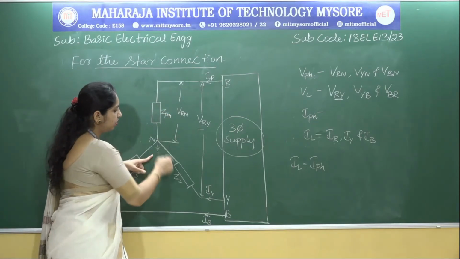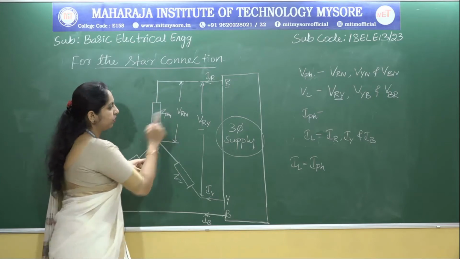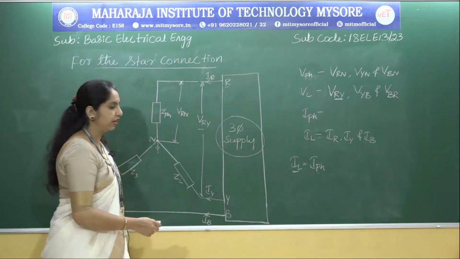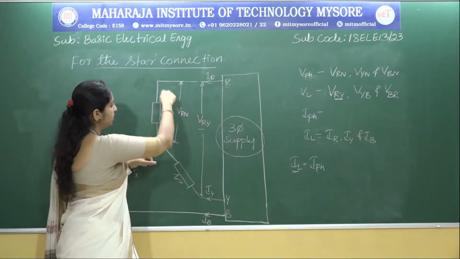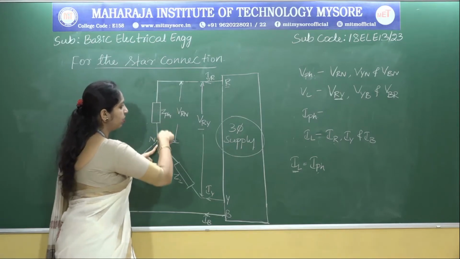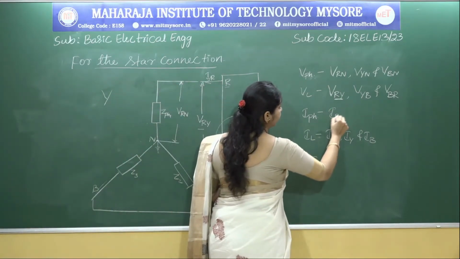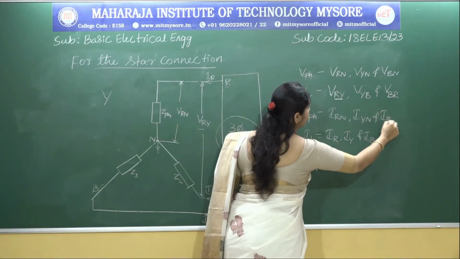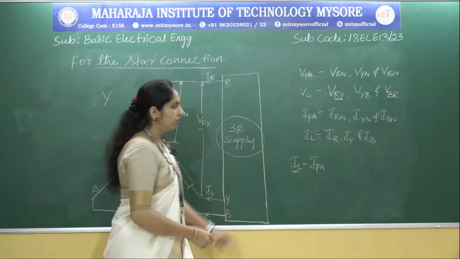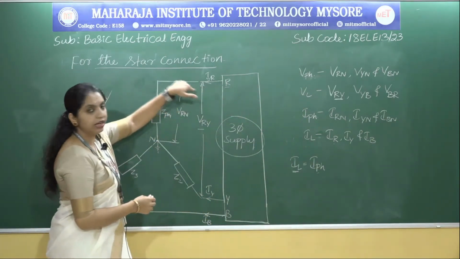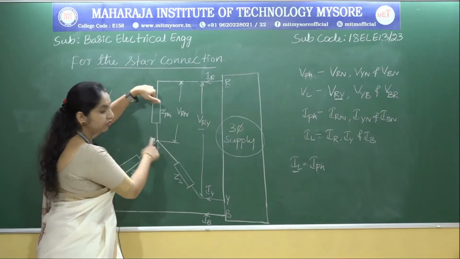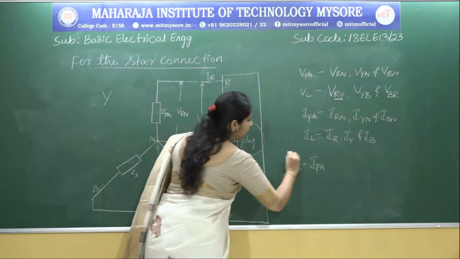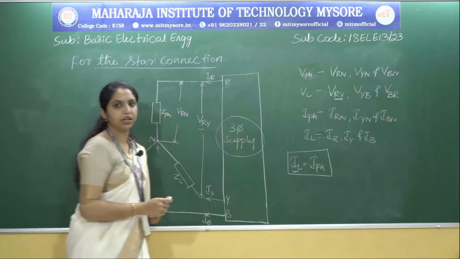Since the two phases are connected in series, we have IL, the line current, equal to IPH, the phase current. What is IPH again? IPH means the current which enters through this load, that is from R to N, so that is IRN, then IYN and IBN. As I have already told you, the line current is the same as the phase current, since the two phases are connected in series. So we can have this relationship directly in star connection.